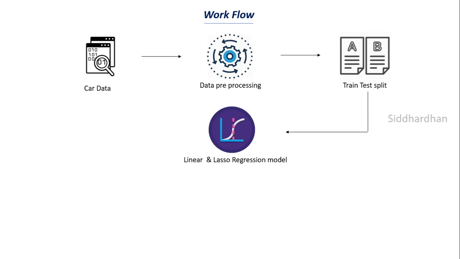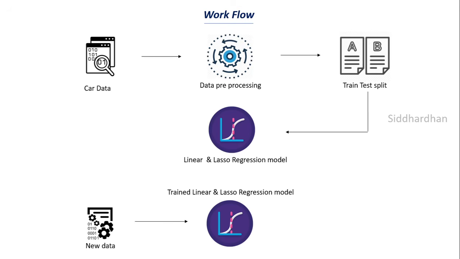Okay, so once we have trained our model with this regression model using this training data, we will evaluate our model. Then we will have a trained linear regression or lasso regression model. Then we will feed new data to our machine learning model. On understanding and operating on this data, our machine learning model can predict the car price at which it can be sold. Okay, so now let's get into the coding part of it.